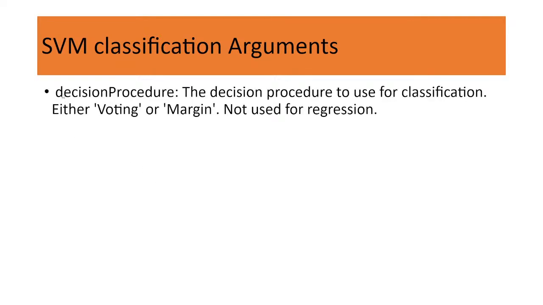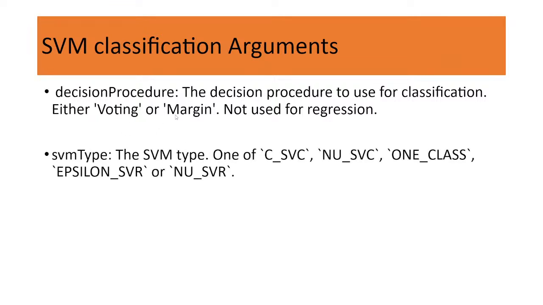First of all, decision procedure. The decision procedure to use for classification is either voting or margin. It is not used for regression; it's only for classification. You have to use voting or margin. Now, what is voting and what is margin? I will talk about that later.